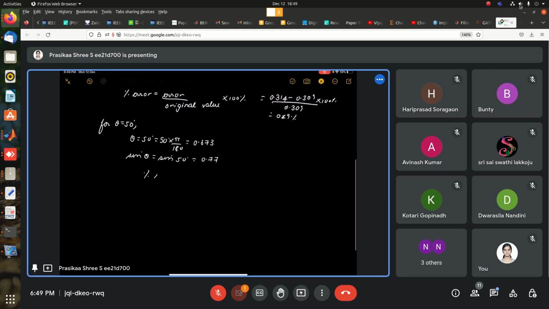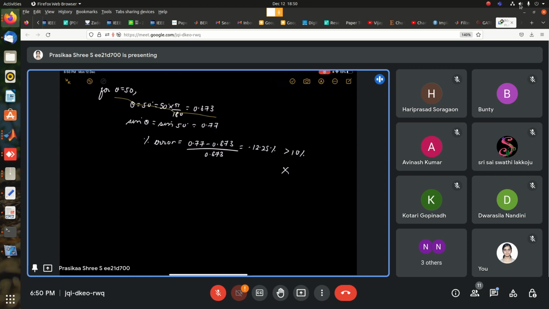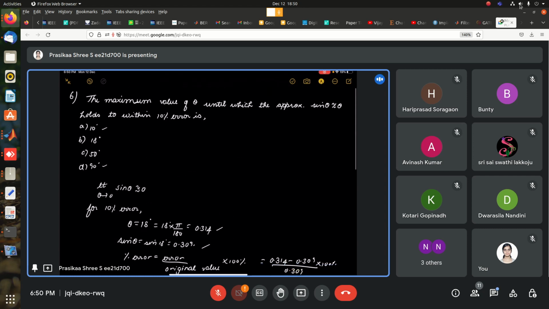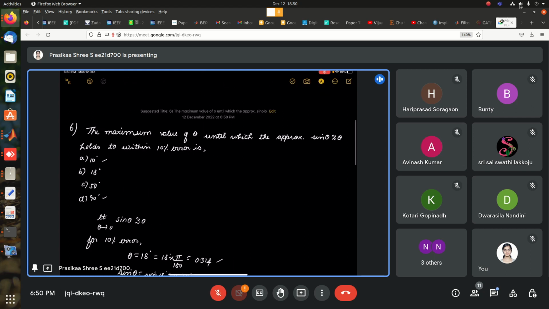So the percent error will be equal to 0.77 minus 0.873 divided by 0.873, which is equal to minus 12.25. You need not worry about the minus sign, that's not an issue. Since this falls more than 10% error, this option is ruled out. You can try it for A and D, you will still find that it is more than 10% error. So the option is, not A, sorry, it's B.